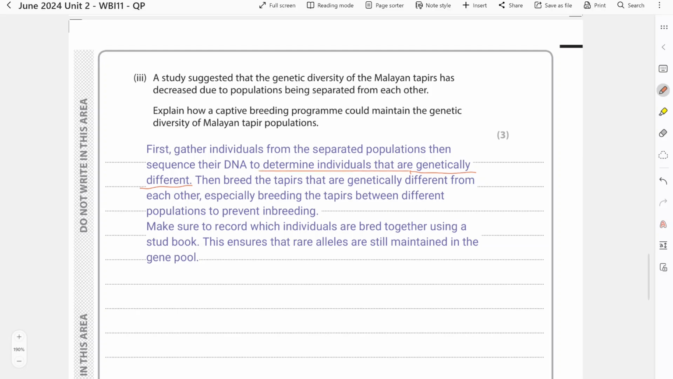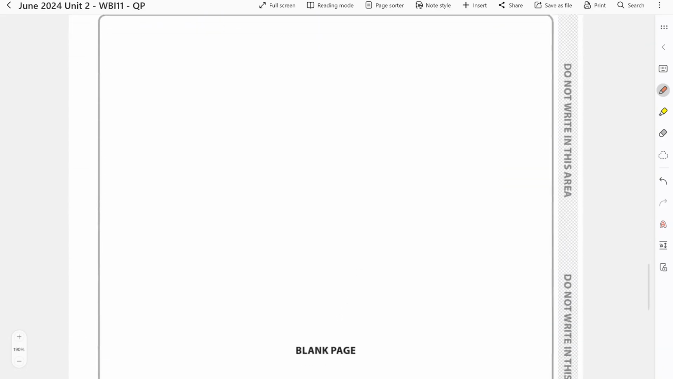Then breed the tapirs that are genetically different from each other, especially breeding the tapirs between different populations to prevent inbreeding. So this would be another point. And then I also wrote, make sure to record which individuals are bred together using a stud book. So that would be the third mark. This ensures that rare alleles are still maintained in the gene pool. And that's how we would maintain genetic diversity.